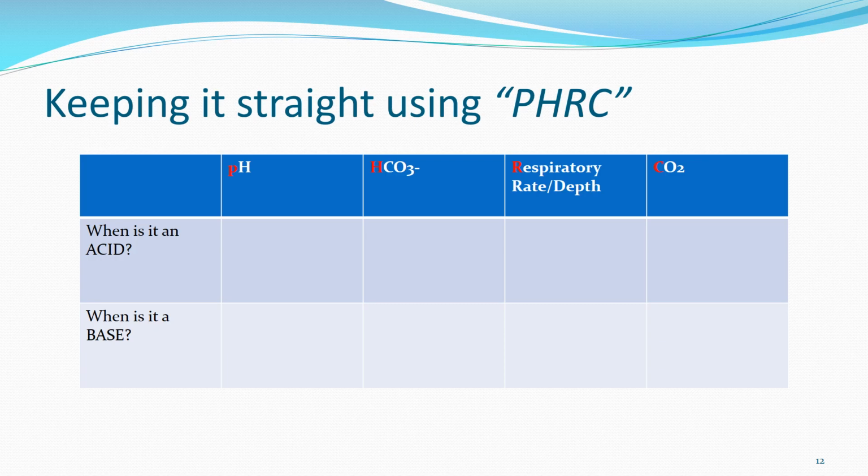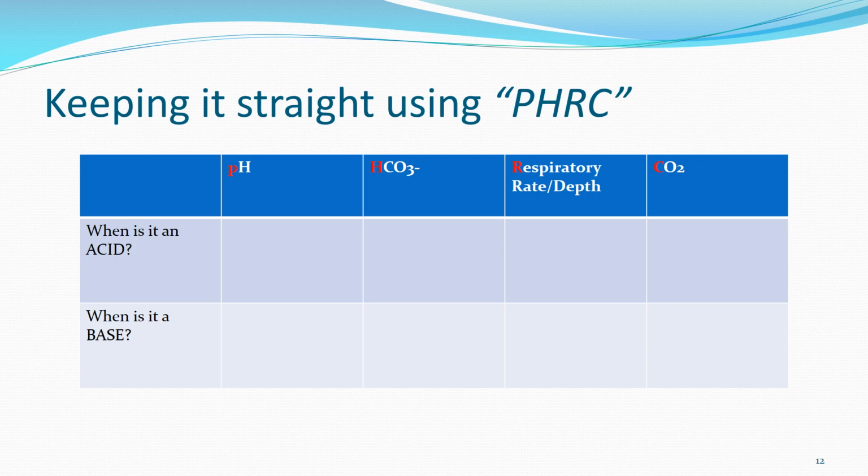So as you take this all in, it can be hard sometimes to remember, would breathing slowly cause a high or low pH? Or would levels that are low of bicarbonate cause a high or a low pH? And there's a lot of ways to remember and keeping these things straight, but here's just one potential method. So using the acronym PHRC, P standing for pH, H standing for bicarbonate or HCO3, R standing for respiratory rate, and C standing for CO2 or carbon dioxide, you can fill out which would cause acidity and which would cause alkalosis or a base.